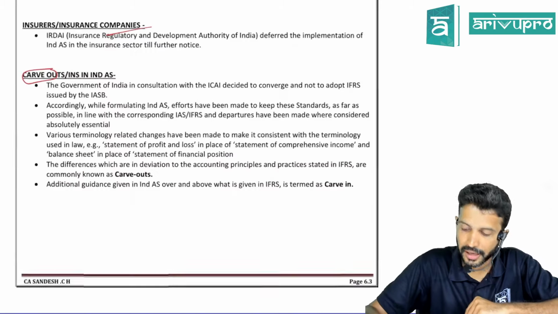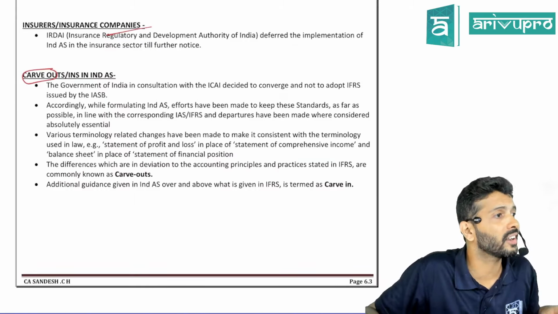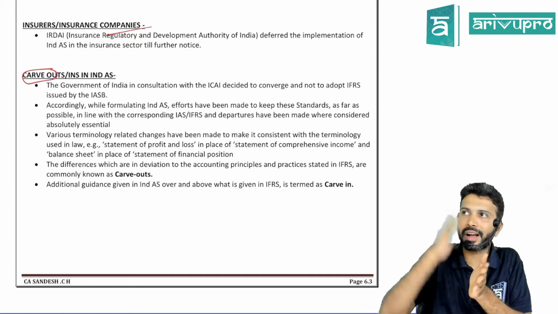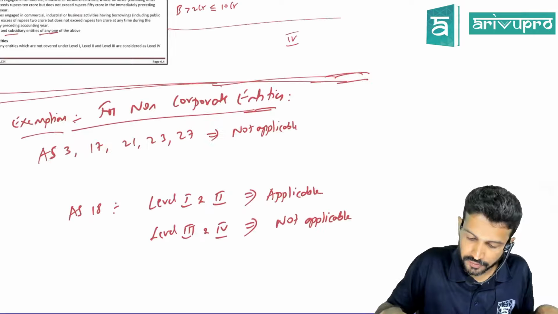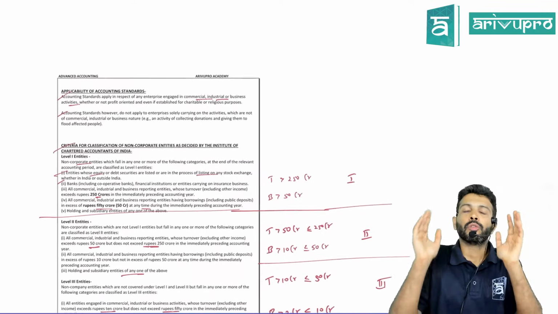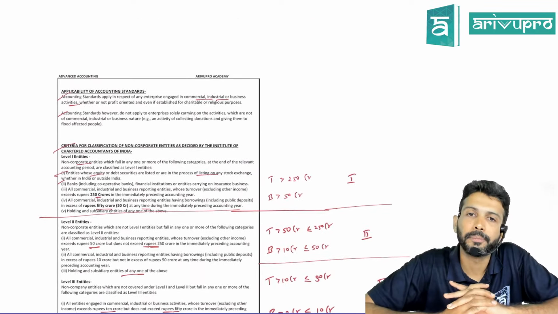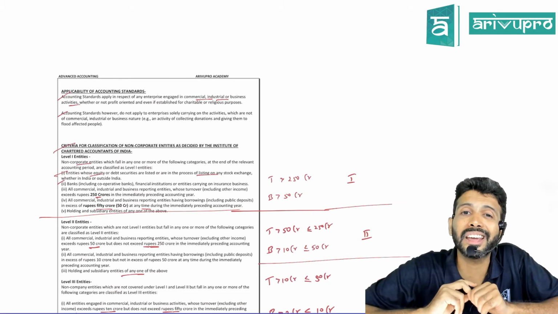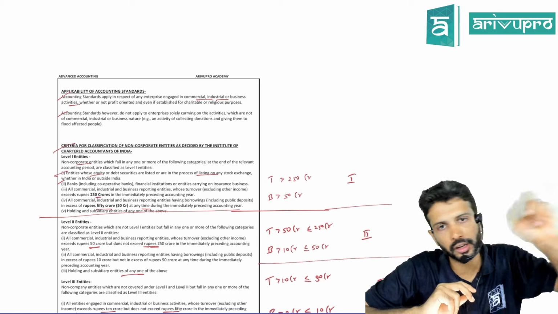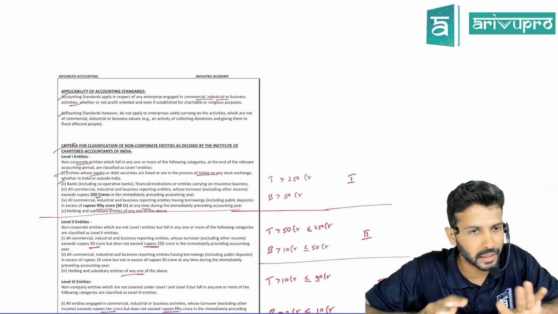For insurance companies and banking companies, Ind AS is still not yet applicable. The difference between IFRS and Ind AS, we call it carve out. Then we went to accounting standards. For which entities is AS applicable? Both for corporate as well as non-corporate, provided you are engaged in commercial activities. If you are in commercial activities, AS will be applicable to you.